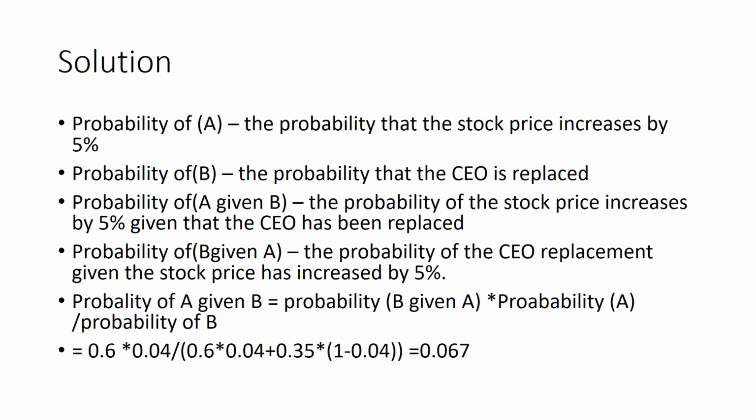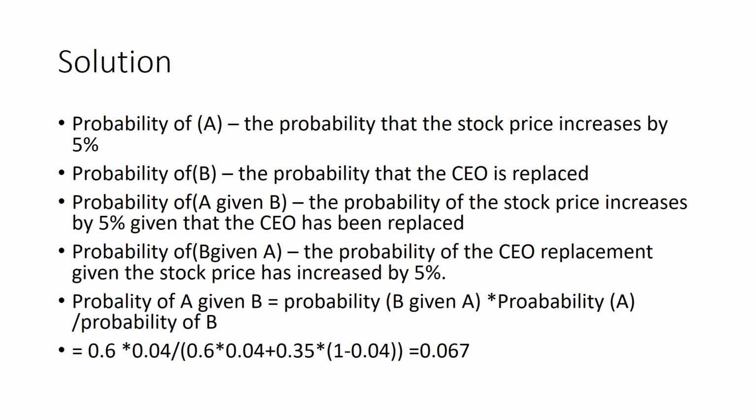Solution: probability of A: the probability that the stock price increases by 5%. Probability of B: the probability that the CEO is replaced. Probability of A given B: the probability that the stock price increases by 5% given that the CEO has been replaced. Probability of B given A: the probability of the CEO replacement given the stock price has increased by 5%.